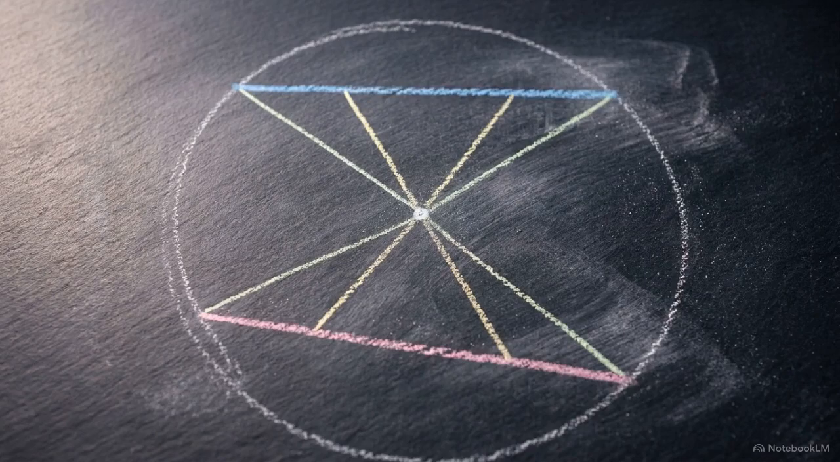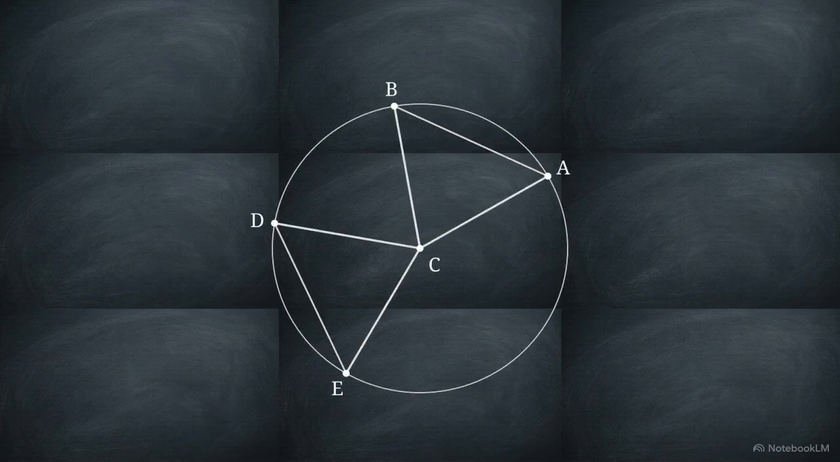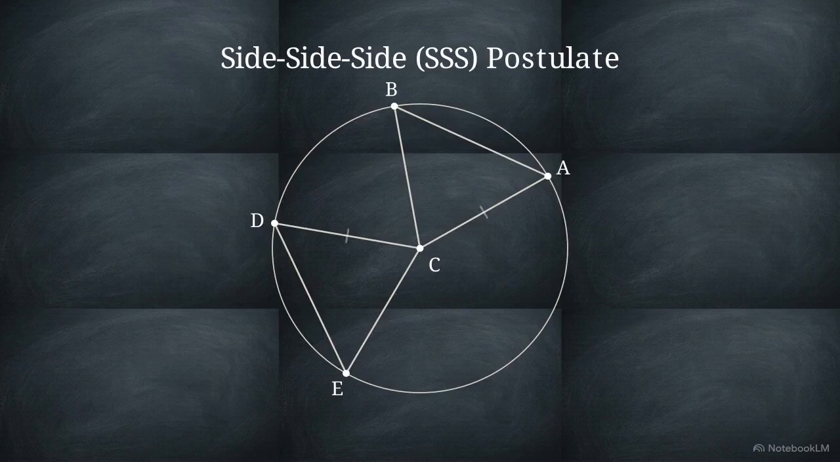Our known data is that both chords are equal and all the segments connecting to the center are radii. By definition, every radius in this circle is exactly the same length. This allows us to apply the side-side-side congruence postulate. Triangles ACB and DCE share 3 pairs of equal sides, making them identical.